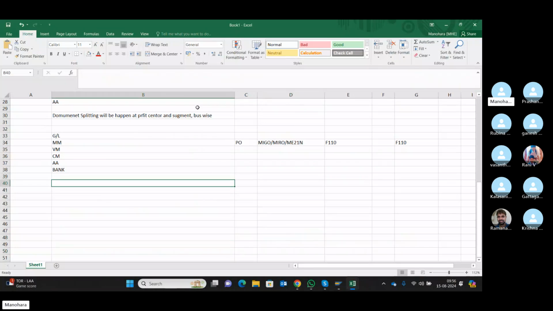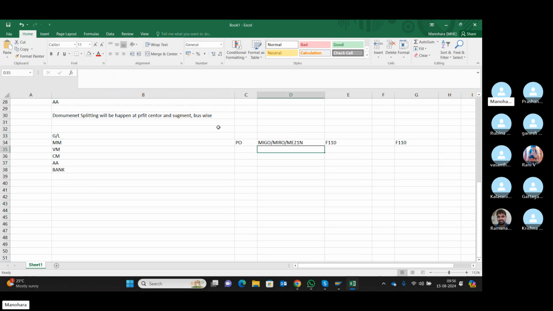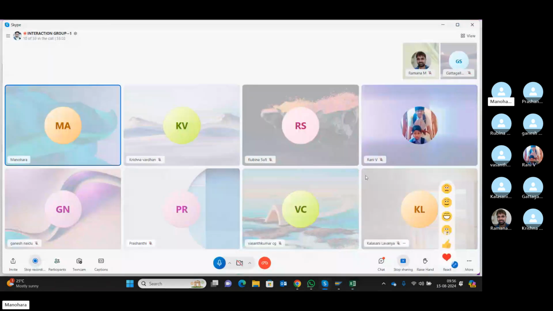And we have three types of document splitting, right? Passive splitting, active splitting and zero balance splitting. We'll discuss these three types in the upcoming classes, because each concept will take 2 or 3 hours. So let's discuss it next time. This is the concept. Are there any doubts here? Please confirm, is everyone understanding this logic, right?